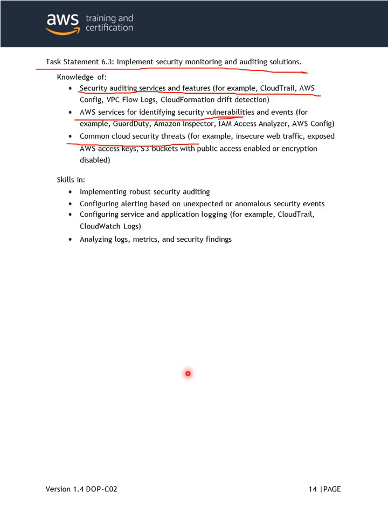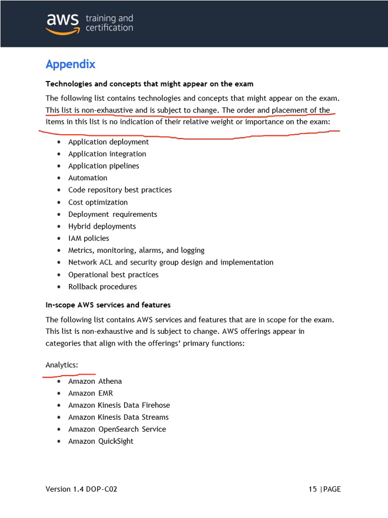Implement security monitoring and auditing solutions. It requires knowledge of CloudTrail, VPC flow logs, Drift, Inspector, Analyzer, Config. It also requires skills to implement robust security auditing, configuring alerting based on unexpected or anomalous security events, analyzing logs, metrics, and security findings.